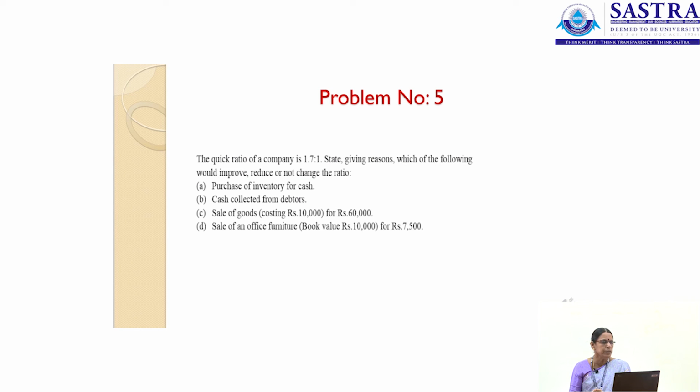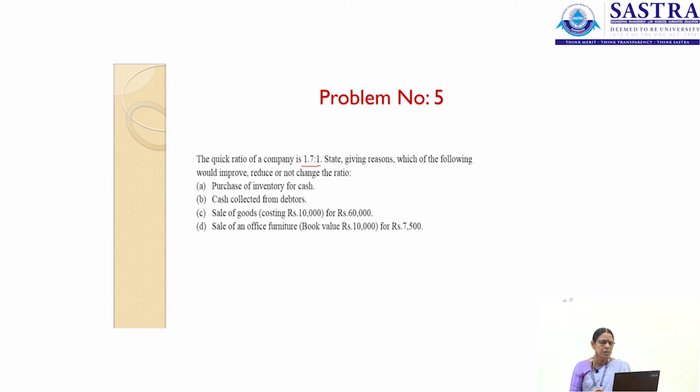We shall pass on to the next one, problem number 5. The quick ratio is 1.7:1. Quick ratio is quick assets divided by quick liabilities. If quick liabilities are not available, we take into account the current liabilities. Quick assets is the total of current assets minus your stock and prepaid expenses. Quick liabilities is the total of current liabilities minus your bank overdraft.